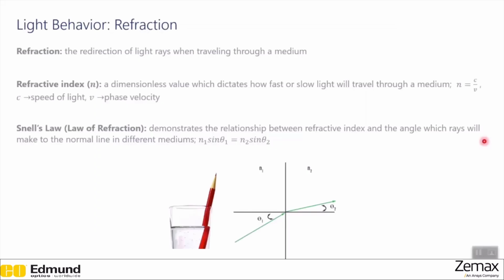Alright, next we can talk about refraction. Refraction is the redirection of light rays when traveling through a medium, and this behavior is highly dependent on the refractive index, or n, which is a dimensionless value dictating how fast or slow light will travel through a given medium. And the value for n for any material can be calculated by c over v, where c is the speed of light and v is the phase velocity.